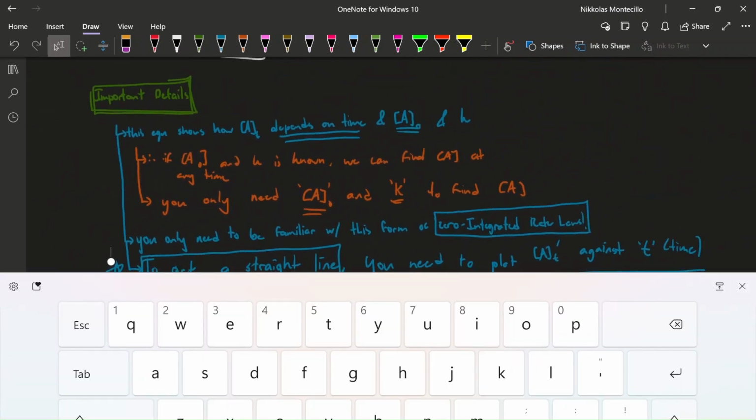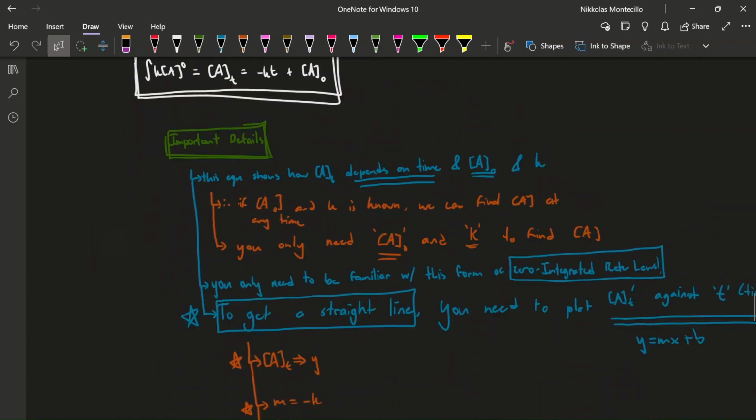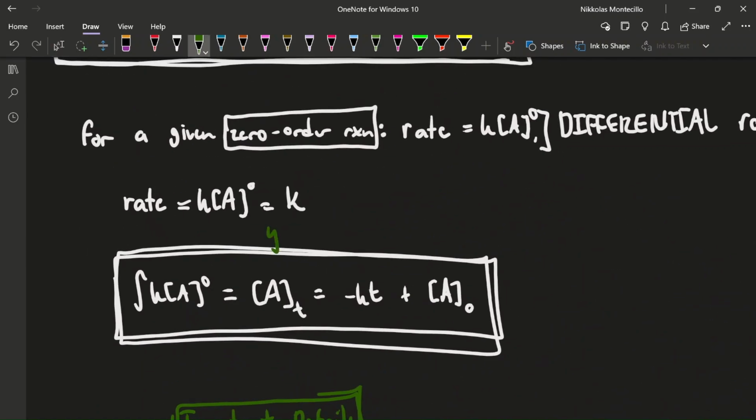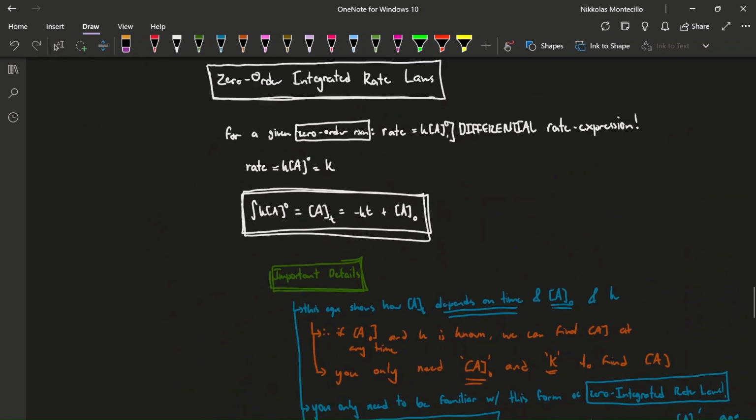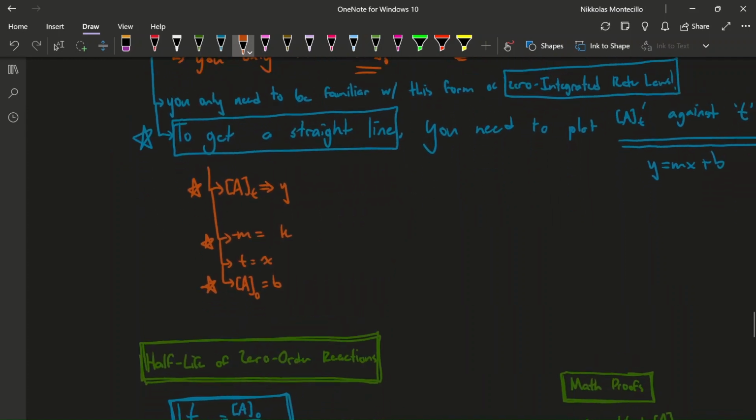This formula is also easy to memorize and understand because it's in the form y equals mx plus b. So this is y, this is mx plus b, right? Where y is equal to the concentration of A at any given time t, m equals negative k, or negative m equals k, t equals x, and the initial concentration equals b. Okay.